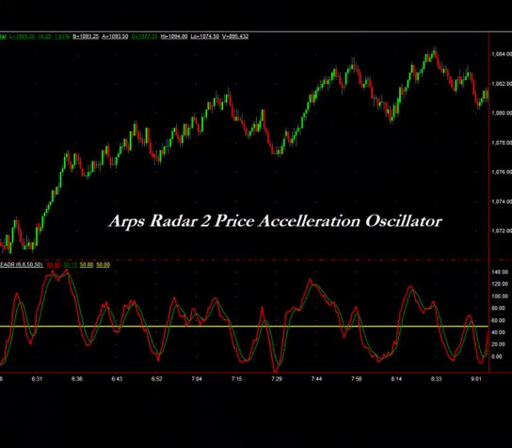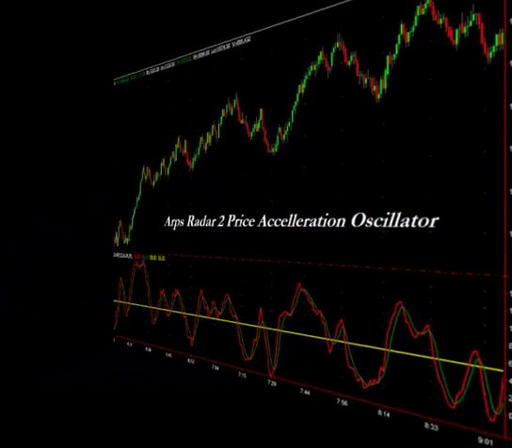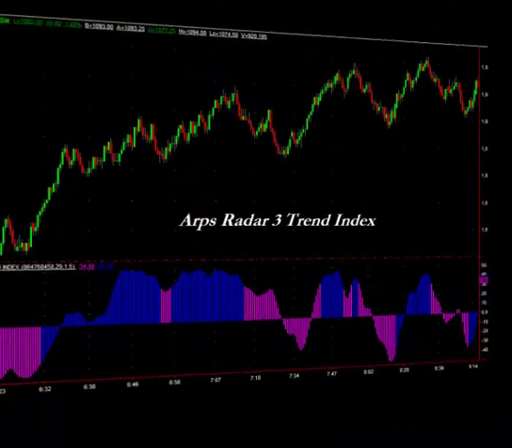The Radar 2 Price Acceleration Oscillator is a fast-moving two-line leading oscillator which is useful in timing entries and exits. It displays the acceleration or deceleration working on the momentum of the current price movement, like a tachometer leading a speedometer in its indication of the forces affecting the changes in the nature of price momentum.